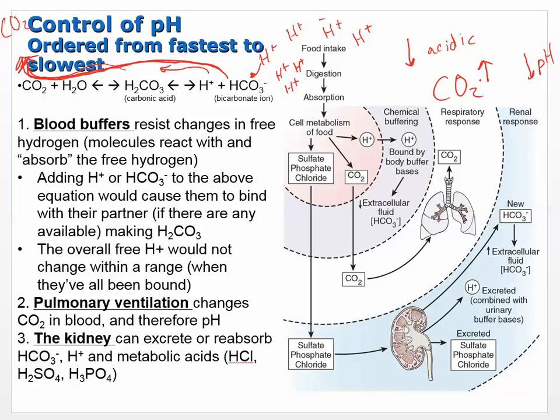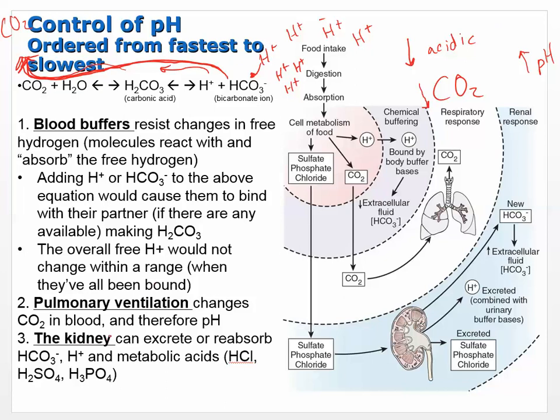So when you hold your breath, your CO2 levels are going to get higher. Therefore, your pH is going to go down. If you breathe very, very rapidly, then you're blowing off the carbon dioxide. Your carbon dioxide levels are going to get lower, and therefore your pH is going to rise. So we can control our pH just by breathing.